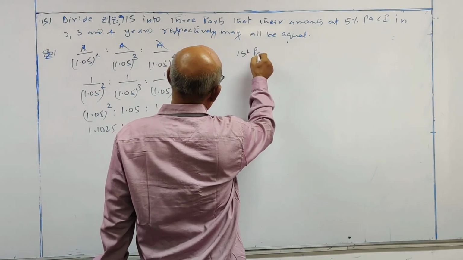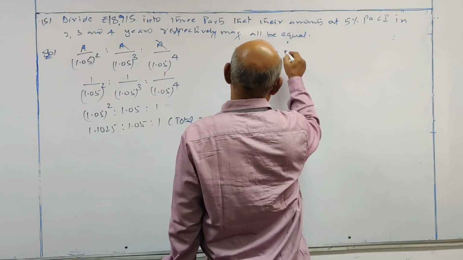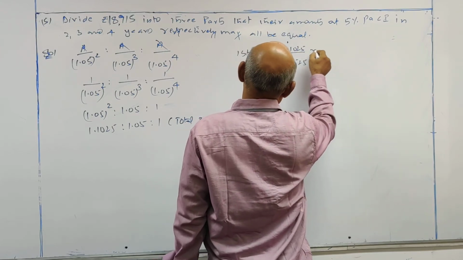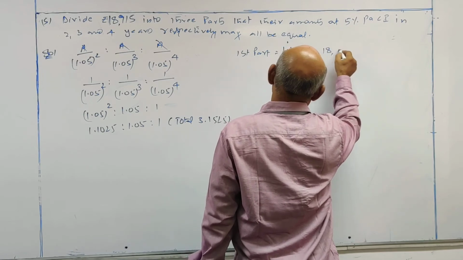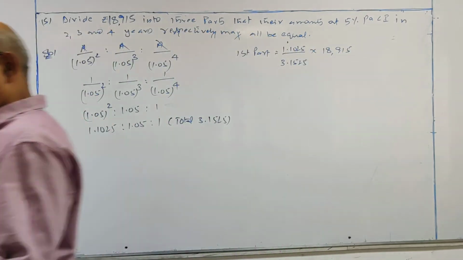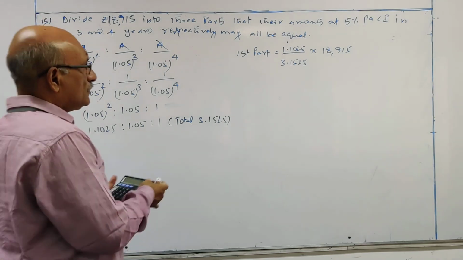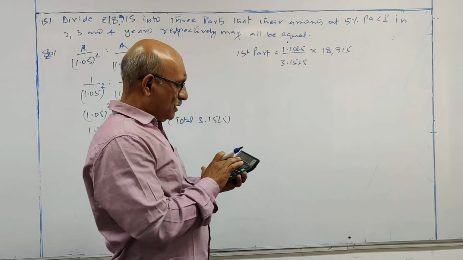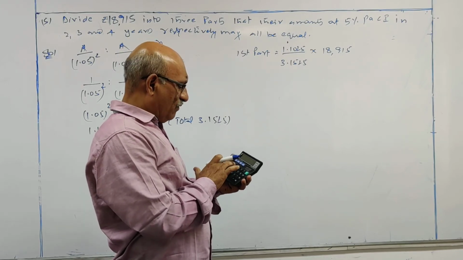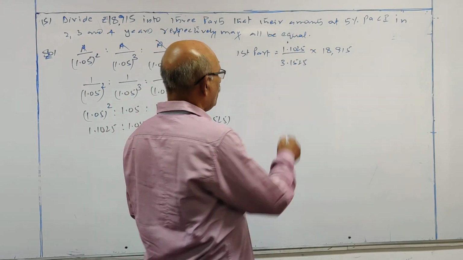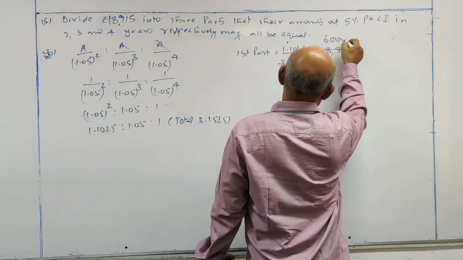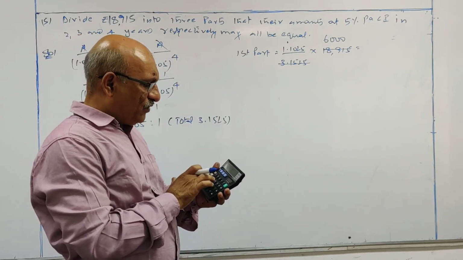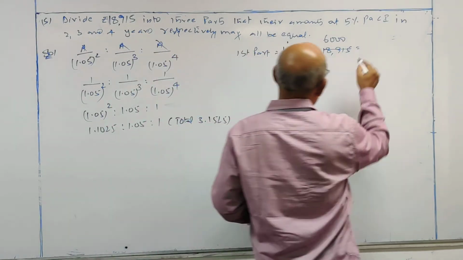So first part is equal to 1.1025 divided by 3.1525 into 18,915. 18,915 divided by 3.1525 is 6,000. So 6,000 into 1.1025 is 6615.